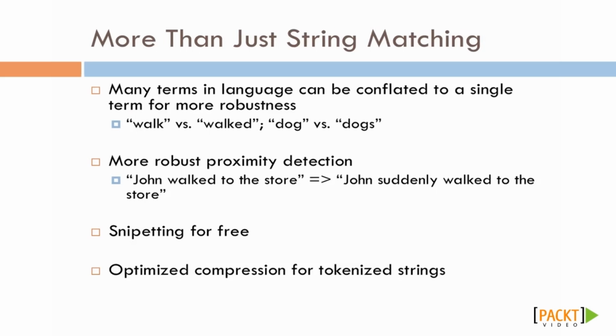So in this example here, you can see we want to maybe just match John walked to the store as a query, but we have John suddenly walk to the store in the document, and we want to be able to introduce fuzzier proximity detection to handle this. Solr includes snippeting, which is highlight matching, for free in its standard install. It's got optimized compression for tokenized strings, which means that it's doing all of this term normalization for you under the hood based on the configurations that you set up in your schema.